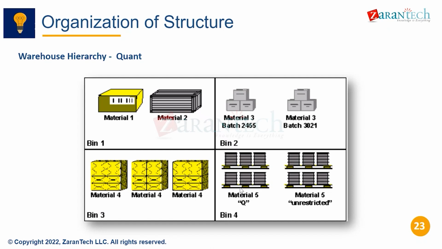I'm asking physically. So physically, if a user is going, right, if you see both are lying in the same bin, how will the user differentiate whether it is unrestricted or whether it is in inspection?